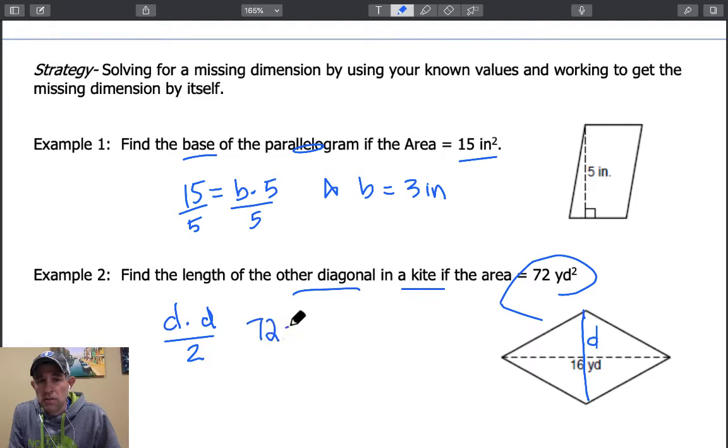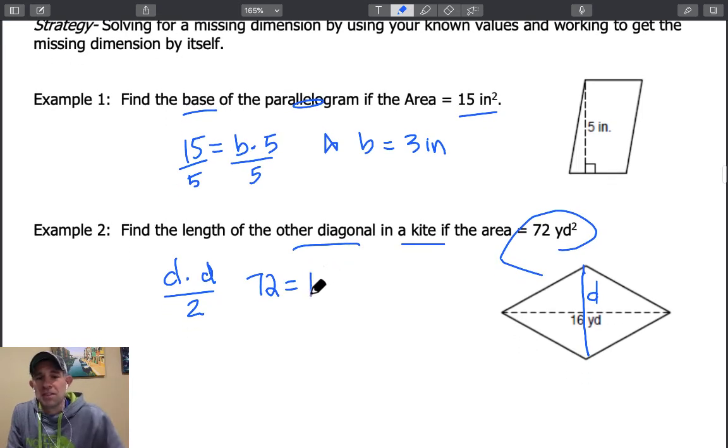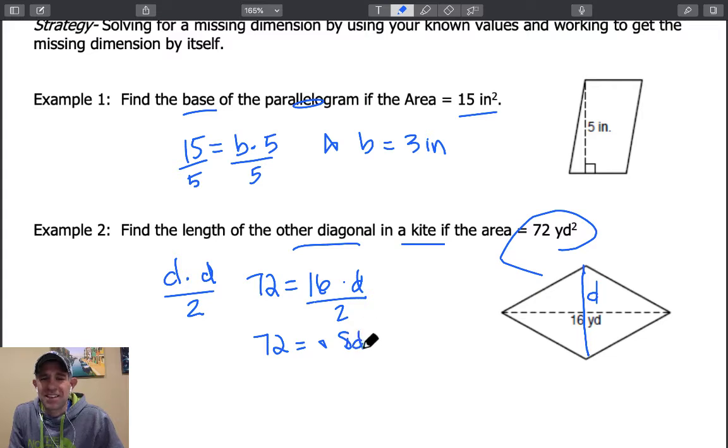We know the area is 72, and that should be equal to diagonal 1, which is 16, times diagonal 2, divided by 2. All right, so we're going to first of all take 16 and divide it by 2. That's going to give us 8. So 72 is equal to 8 times our diagonal.